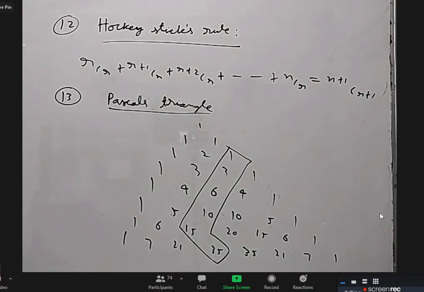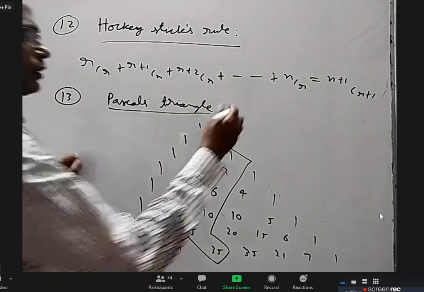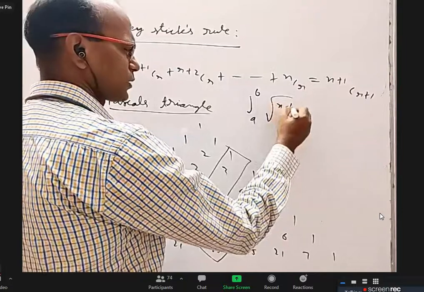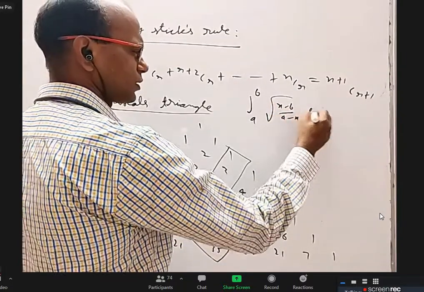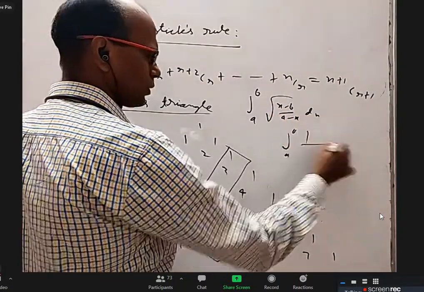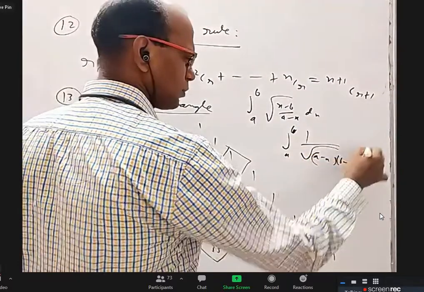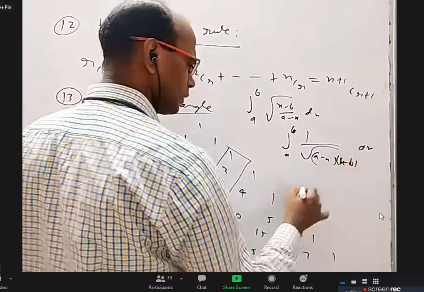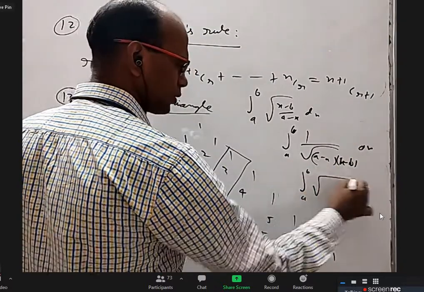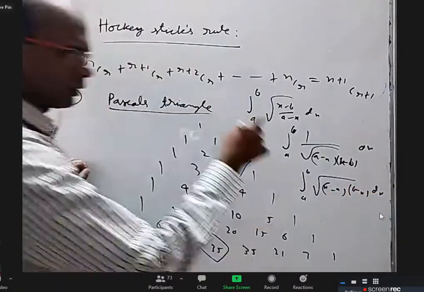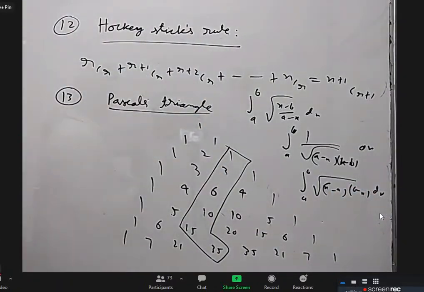By the way, just a side thing, not important. I'm sure many of you have done this kind of integral: integral a to b of square root of (x minus a) by (b minus x) dx, integral a to b of 1 by square root of (x minus a)(b minus x) dx, and integral a to b of square root of (x minus a)(b minus x) dx. Have you done these three questions together?